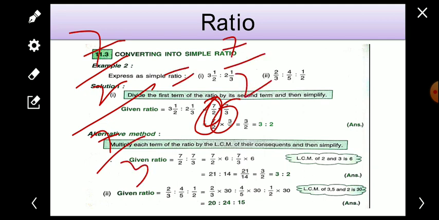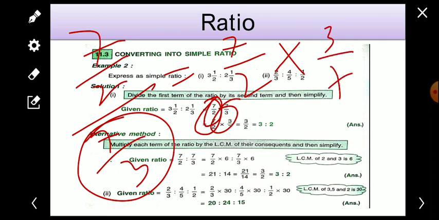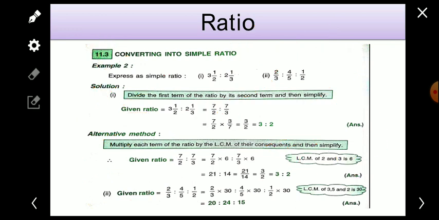7 by 2 into, it will be inverted, so 3 by 7. Now if we see, it will be cancelled out. At last we will get 3 by 2. So this is the simplest ratio. So we have understood that it has been divided. It means we have got this, if we divide this, okay.